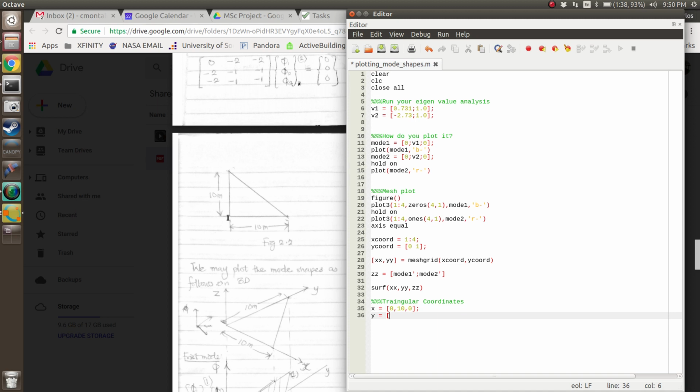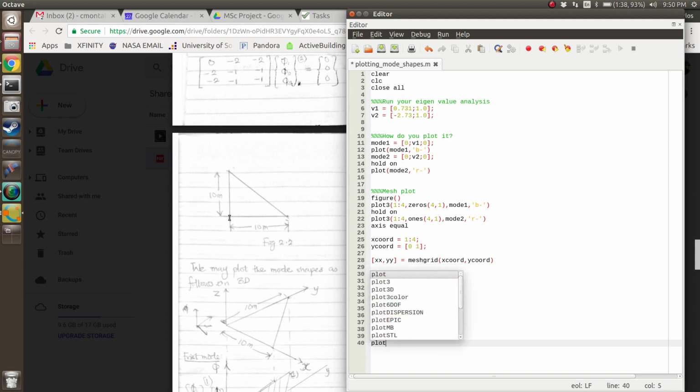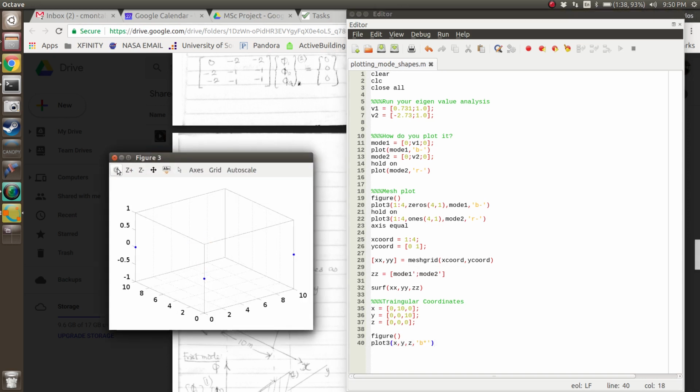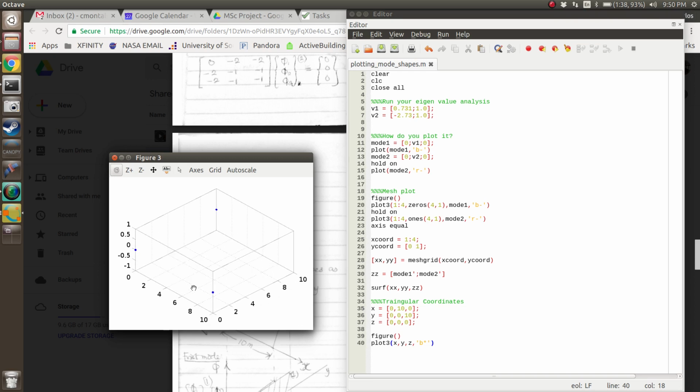And then my y coordinates are 0, 0, and then 10. For now, I'm going to make my z coordinates 0. Okay? So if I drop a figure down and do a plot3 of x, y, z, and I'm going to do this in blue stars, I get a triangle with those 3 points.